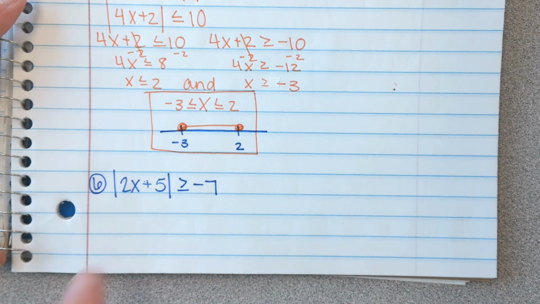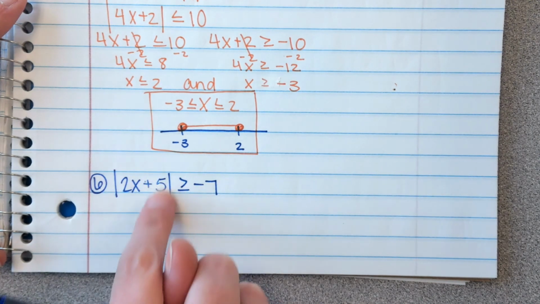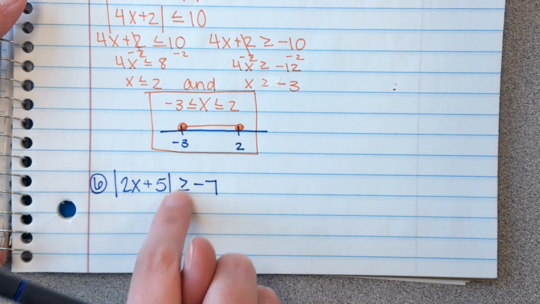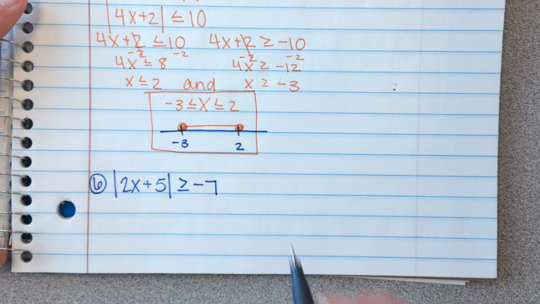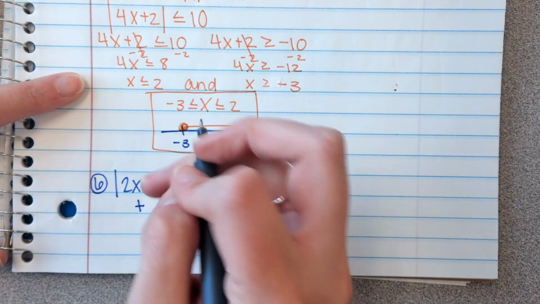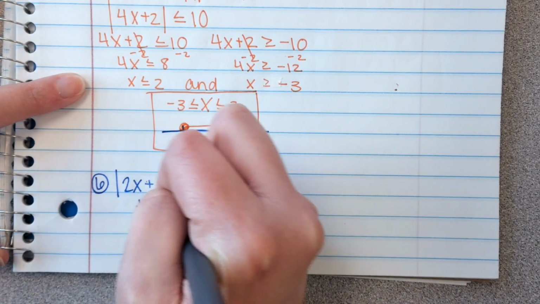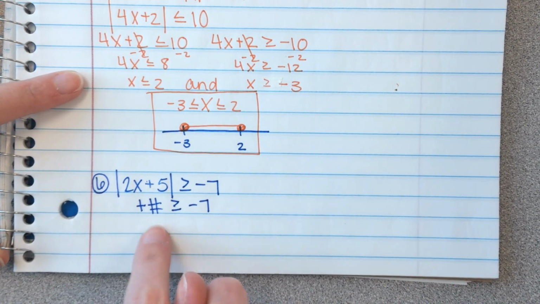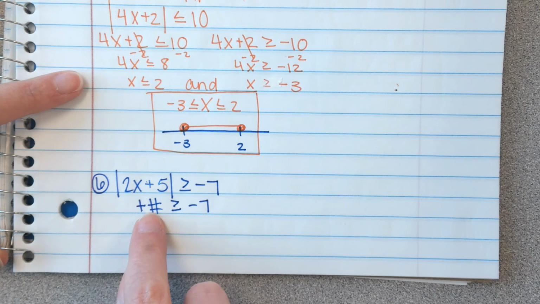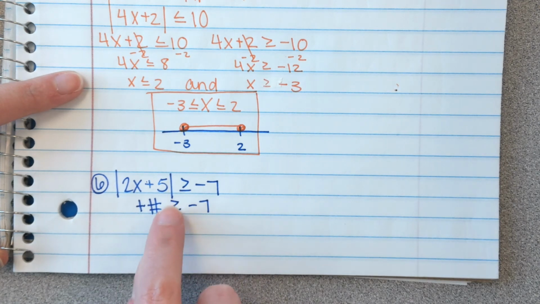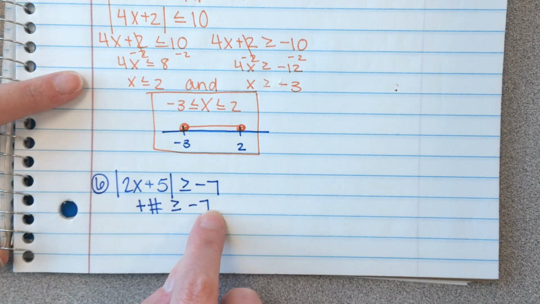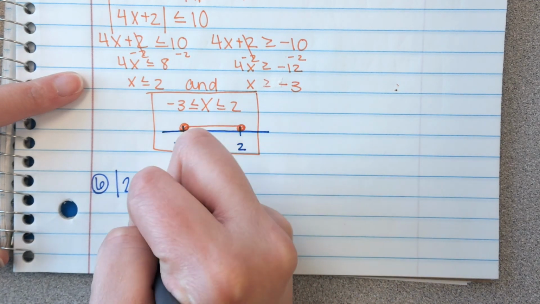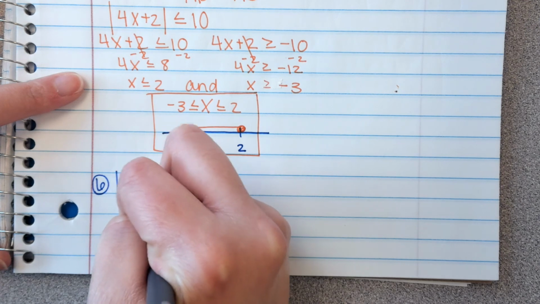So let's think about it. The absolute value of this quantity is greater than or equal to negative 7. What do we know about the absolute value of something? It's always positive. So if we have a positive number is greater than or equal to negative 7, what do we know about that statement? Is a positive number always going to be bigger or equal to negative 7? Yeah, it's always going to be greater than negative 7. So that's always true.